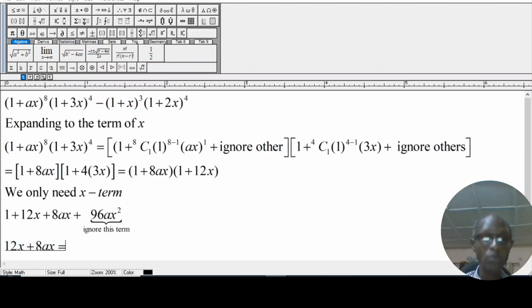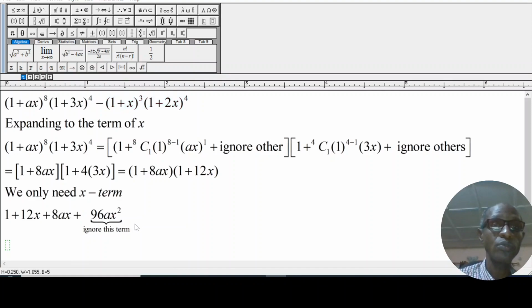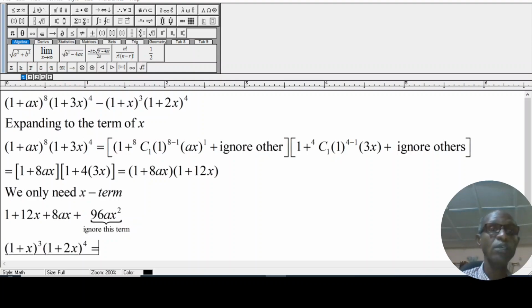So let's imagine, we have done the first side. That's the first side. The second side, which we need to also deal with, is this one. For this case, we are also expanding to the term of x. So take note of that.